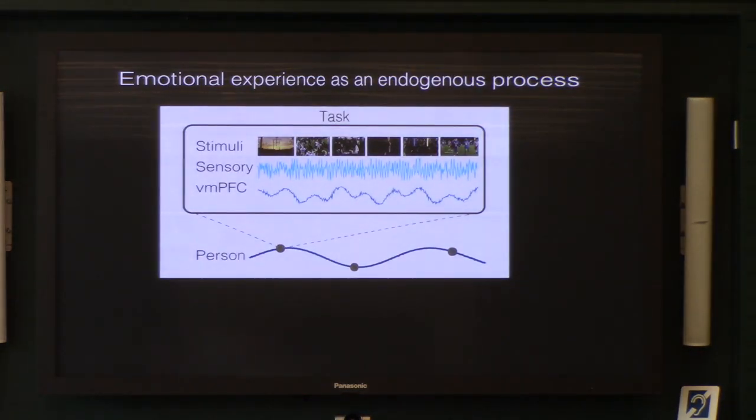So we can think of emotional experience as an endogenous process. Exogenous processes might be things that are trying to relate to and understand the external world. So our sensory systems are going to be responding really quickly, and that is probably going to be more synchronized across people, as Alex was suggesting earlier in his comments.